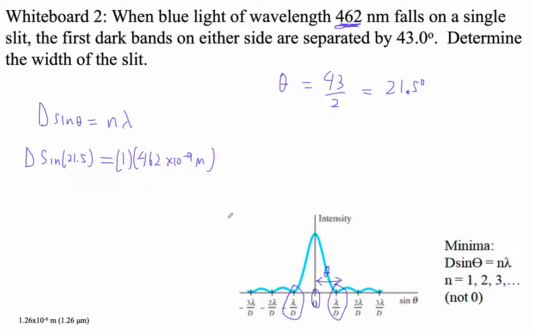All right, I think we've got this. It's just going to be this times this divided by this. Okay. 462 e minus 9 divided by sine of 21.5. I'm getting the width of the slit is 1.26 times 10 to the minus 6th meters, which is 1.26 micrometers. All right. I think we got it.